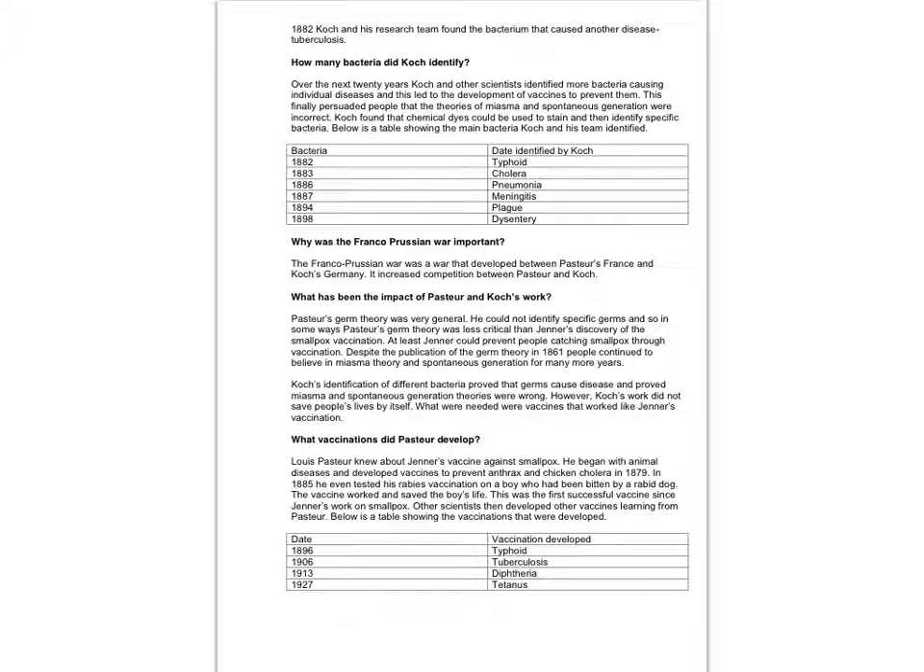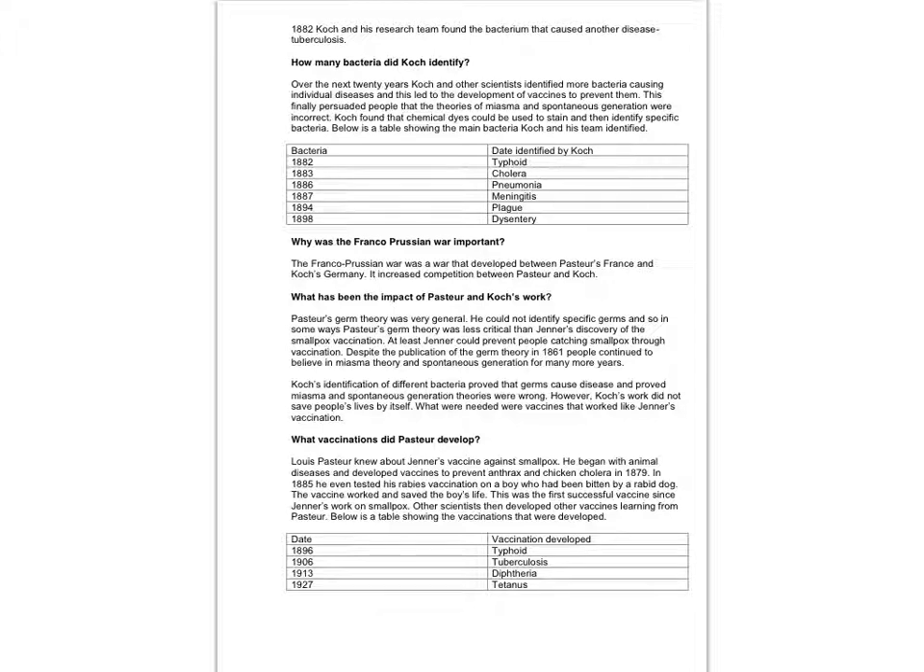What vaccines did Pasteur then develop? Louis Pasteur knew about Jenner's vaccine against smallpox. He began with animal diseases and developed vaccines to prevent anthrax and chicken cholera in 1879. In 1885, he even tested his rabies vaccination on a boy who had been bitten by a rabid dog. The vaccine worked and saved the boy's life.